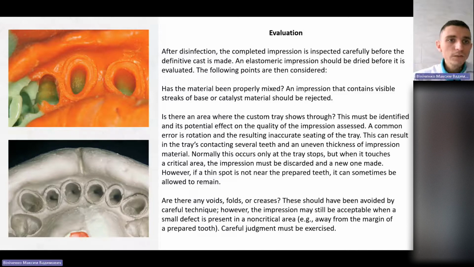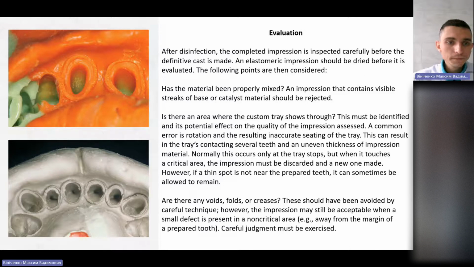During the evaluation, we need to see, has the material been properly mixed? An impression that contains visible streaks of base or catalyst material should be rejected. If there is an area where the custom tray shows through, this must be identified and its potential effect on the quality of the impression assessed. A common error is the rotation and the resulting inaccurate seating of this tray. So don't rotate. This can result in the tray contacting several teeth and an uneven thickness of impression material.